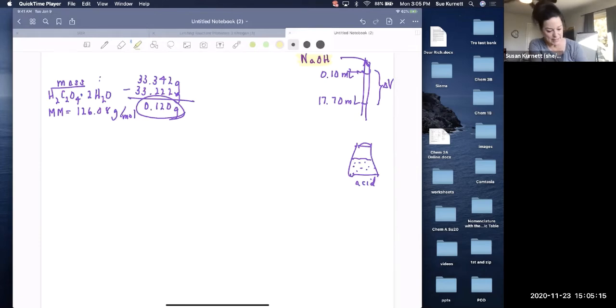Okay, so this is going to be my roadmap. I'm going to start with my goal, which is to get the molarity of the base.